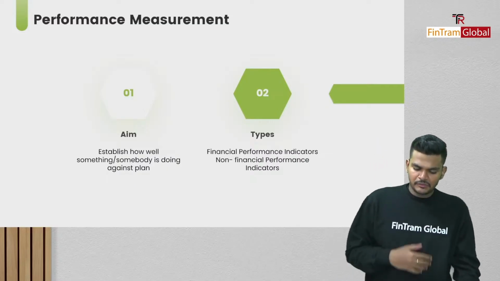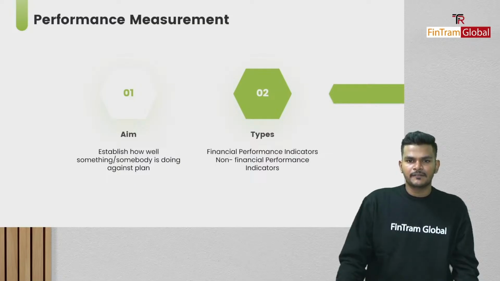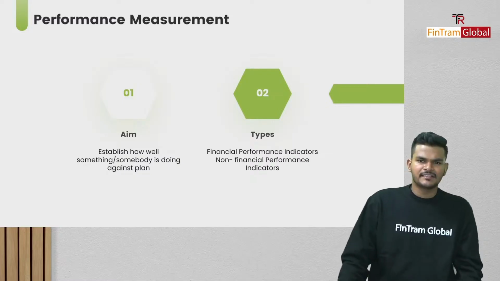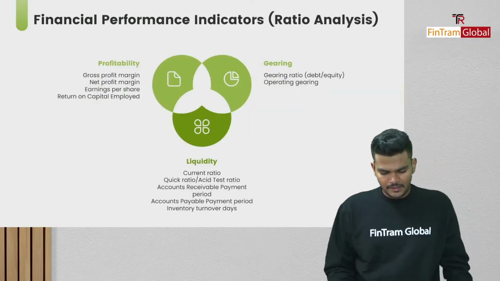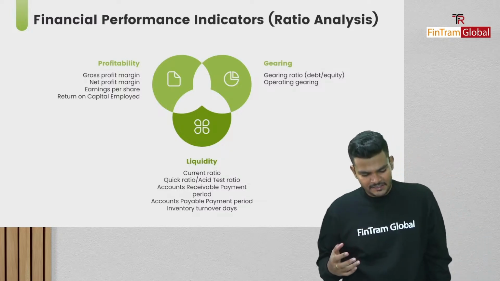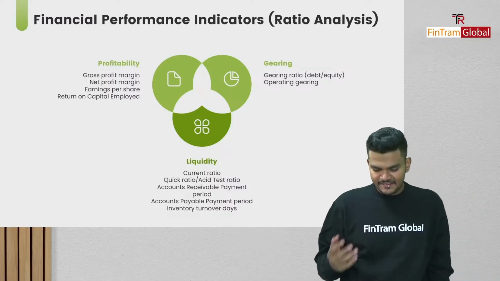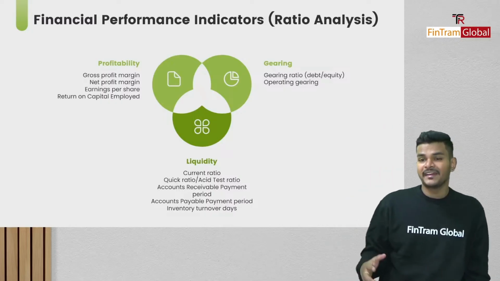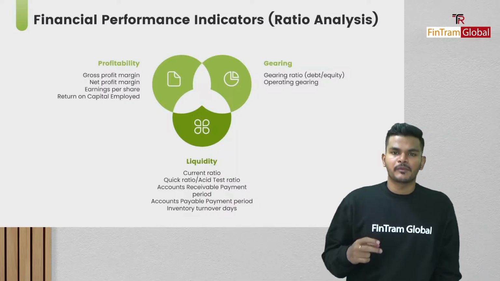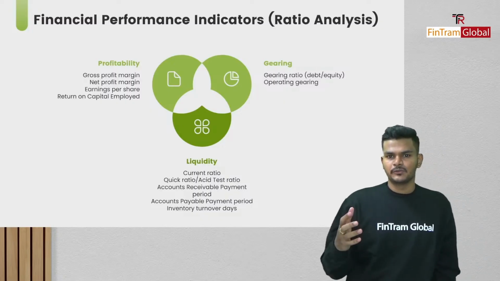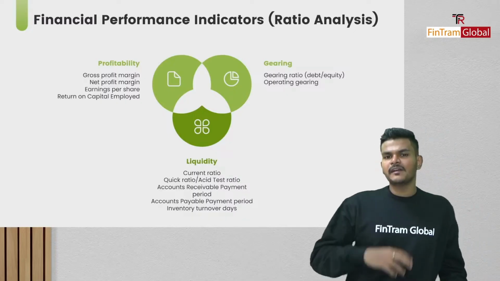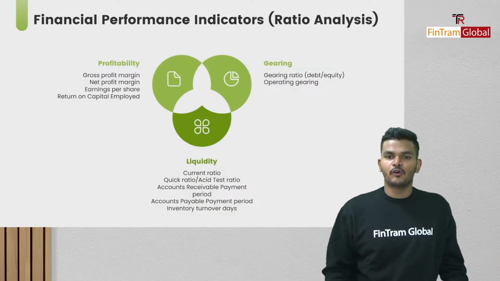There are two types of measures: financial measures as well as non-financial. Financial measures are kind of easy if you think about it. It's just the ratio analyses that you have learned. Profitability ratios, for example, gross profit margin, net profit margin, EPS, return on capital employed. Gearing ratios like debt to equity. Operating gearing as well, that's also important. What is the equation for operating gearing? Basically, contribution divided by profit. Or in other words, it can also be calculated as fixed cost divided by total cost. So the more fixed cost we have in an organization, the higher the operational risk would be.